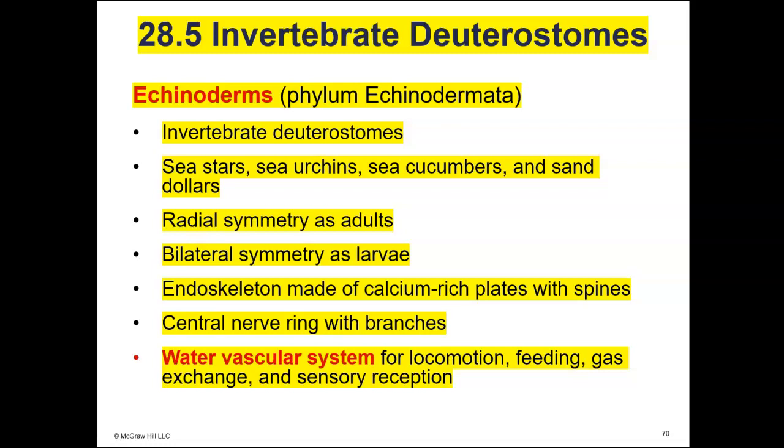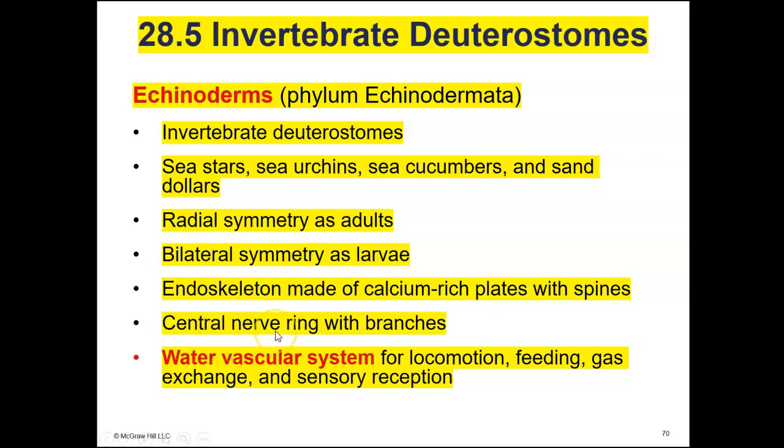Now we're going to talk about deuterostomes that are invertebrates, and these go in the phylum Echinodermata, which means spiny skin. It includes the sea stars, sea urchins, sea cucumbers, and sand dollars. As adults, the echinoderms have radial symmetry, but they have bilateral symmetry as larvae. They do have an endoskeleton. It's made of calcium-rich plates with spines, and it's actually inside of their skin. It's internal, not external.